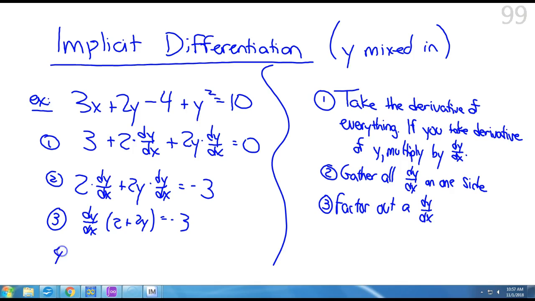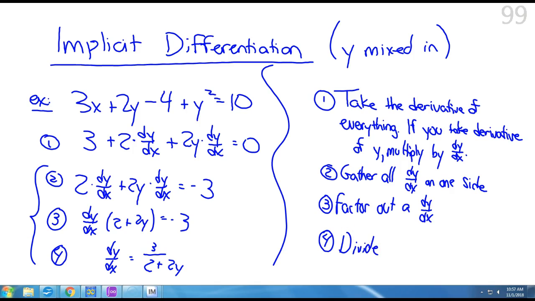And then your fourth step is divide. So at this point, I'm just teaching you algebra, but that's okay. So your answer here would be dy over dx equals 3 over 2 plus 2y. And that's your derivative. So at this point I could say what's the slope at 2 comma 7 or whatever and plug in. It does get a little different because there's 2 variables now, so we'll just make sure we do that. But yeah.